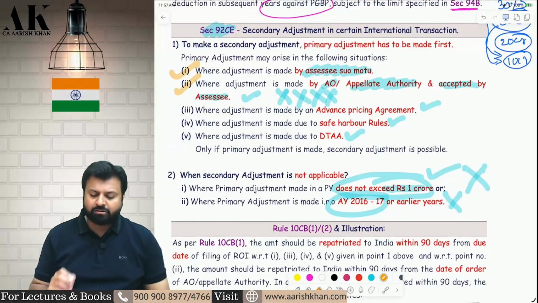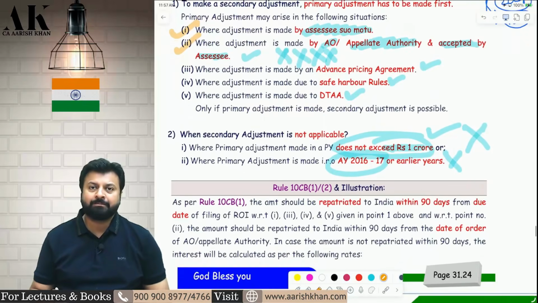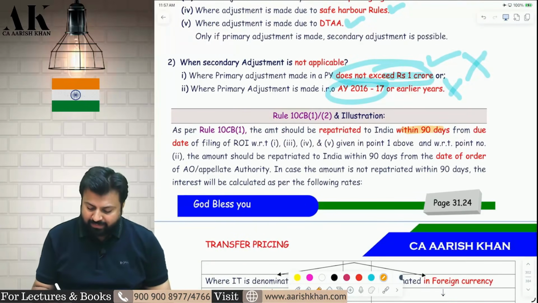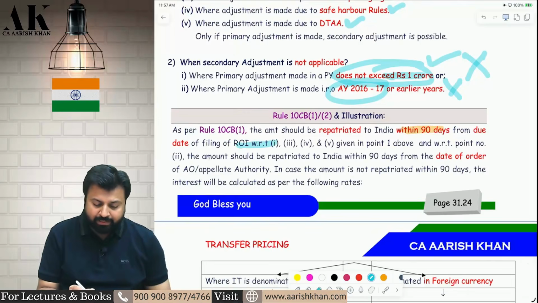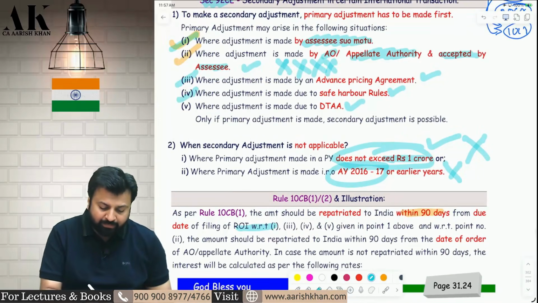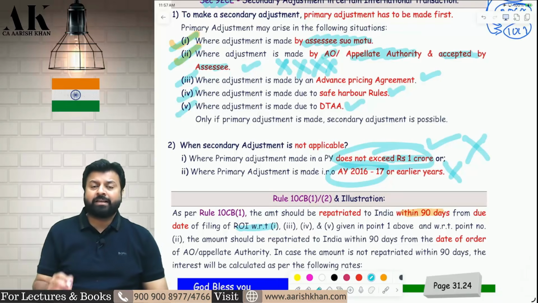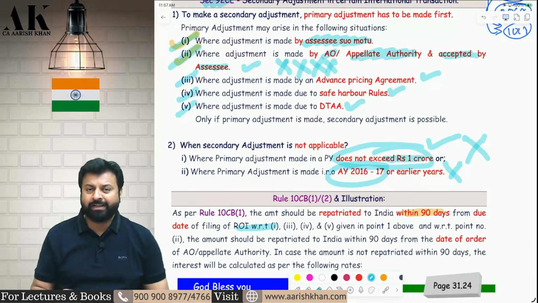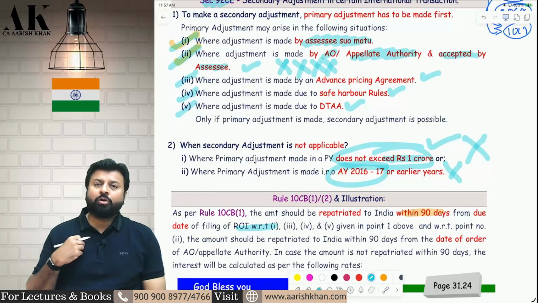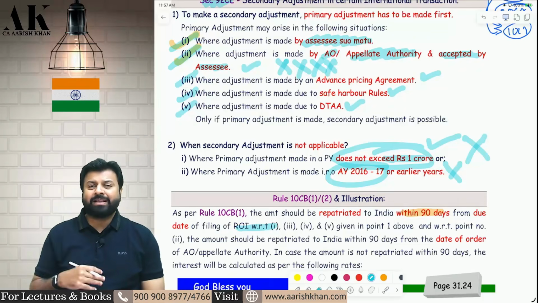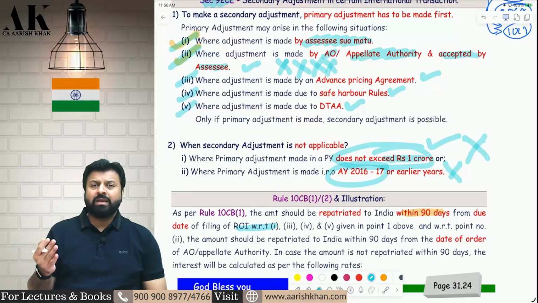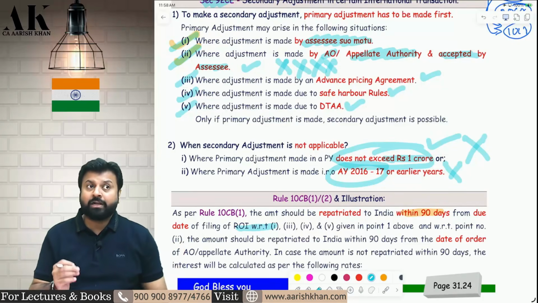So within how much time you have to bring back that money? You have to bring back that money within 90 days from the due date of filing of return in case of point number 1, point number 3, point number 4, point number 5, and in case of point number 2 where AO or appellate authority is increasing the income, then you have to bring back the money within 90 days from the date of order by the authority. So if you are suo motu doing the addition, if you are suo motu making primary adjustment, you have to bring back the money within 90 days from the due date of filing of return, and if the appellate authority is doing, then you have to bring back the money within 90 days from the date of order.